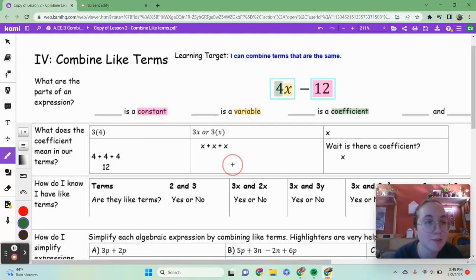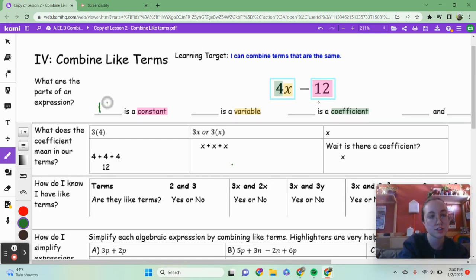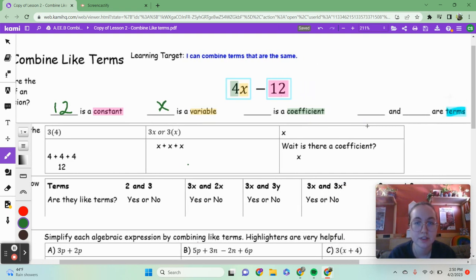Today we are going to be talking about combining like terms, but in order to talk about combining like terms, we need to talk about the parts of an expression. So the first part of an expression we're going to be talking about is a constant. Constant means doesn't change. Any term that has a variable in it is going to change. It's going to vary. So the constant term in here is 12. That only has a numerical value. That is our constant. The variable, we talked about that last lesson. The variable is x. That is the value that denotes an unknown numerical value.